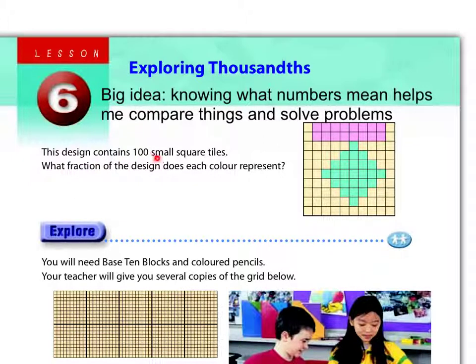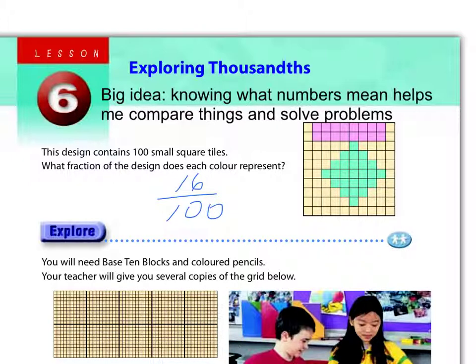This design contains 100 small squares. What fraction of the design does each color represent? Well, we're just going to look at the pink. If we look, there's 2 less on each side, there's 10, so that means there's 2 rows of 8, so there'd be 16 out of 100.